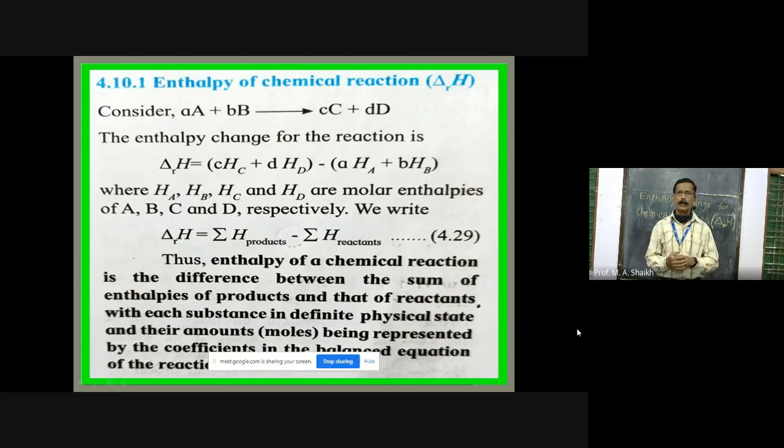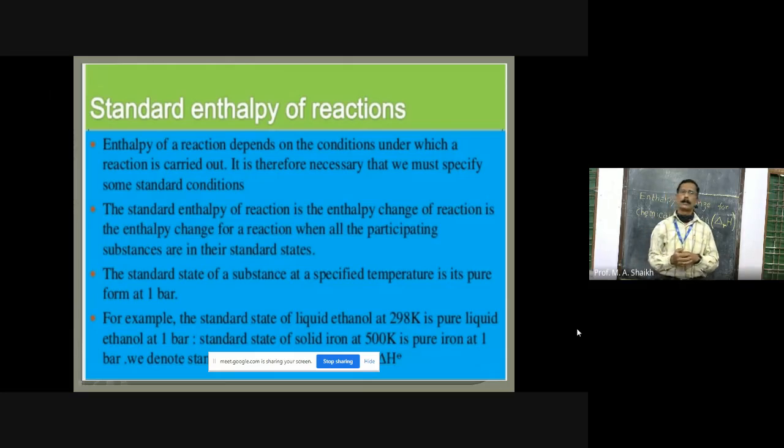Once again, I am telling you how, by using the mathematical equation delta HR is equal to summation of enthalpies of products minus summation of enthalpies of reactants, you can write the definition of enthalpy of reaction, that is delta HR. What is the definition? Enthalpy of reaction is the difference between sum of enthalpies of products and sum of enthalpies of reactants. That's all. Now you can write the definition. Now see the next slide.